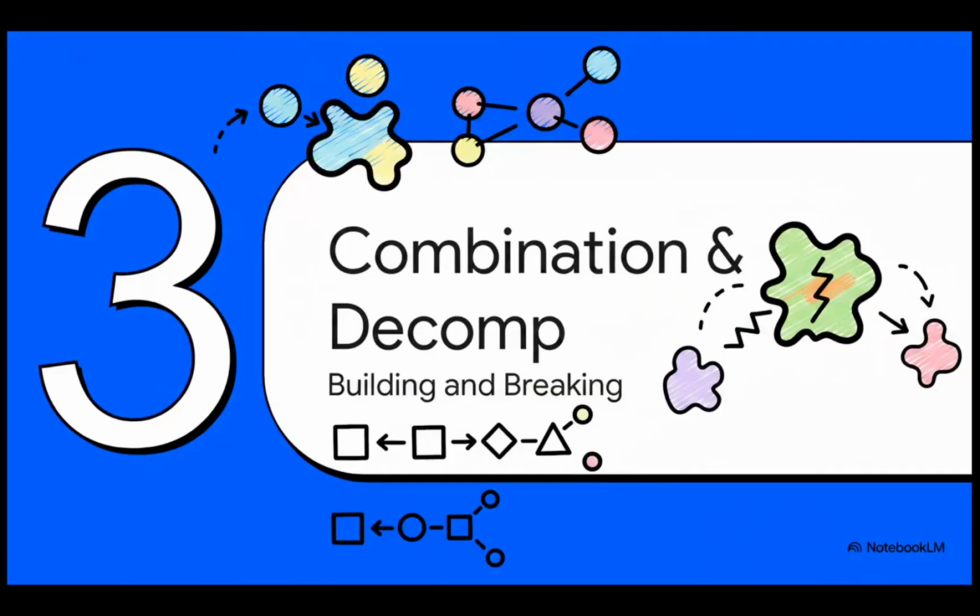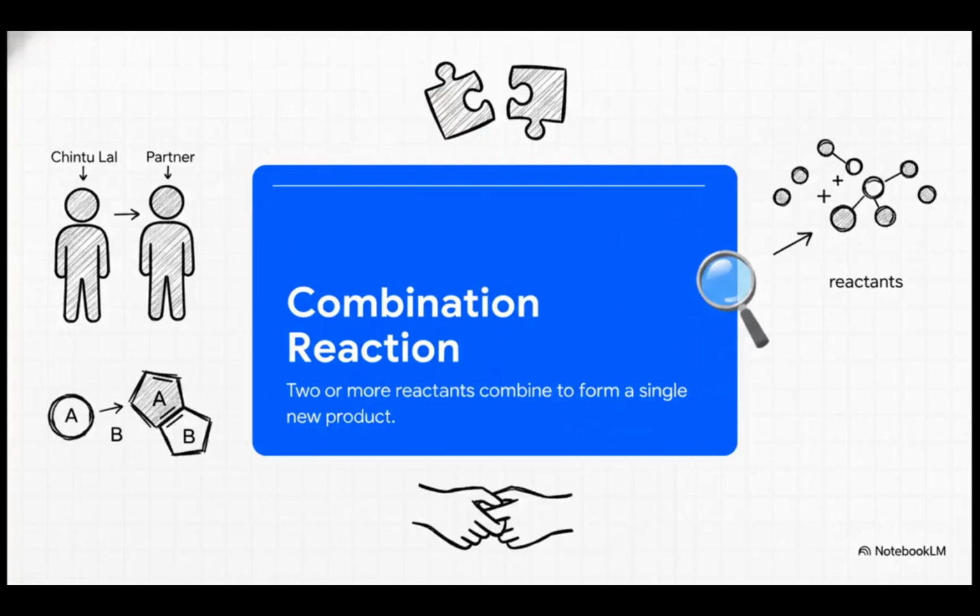All right, Section 3. Combination and decomposition. This is where we get into the real relationship drama of chemistry. How elements come together to build something and how they break apart. First up, when two separate entities combine to make exactly one new compound, we call that a combination reaction. Imagine two people joining hands and moving into a single house together. In chemistry, two or more reactants merge to form one single product.